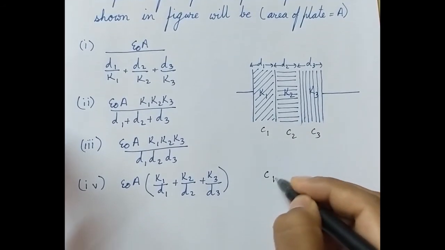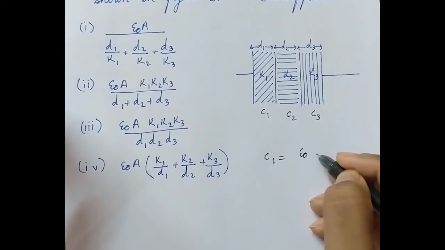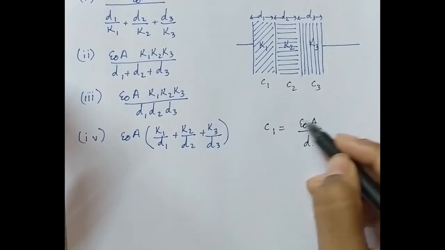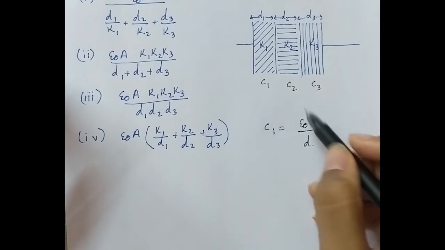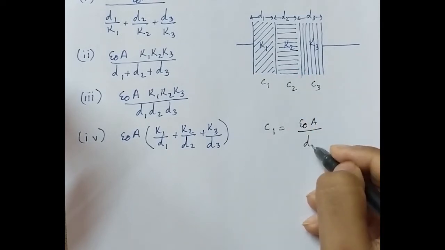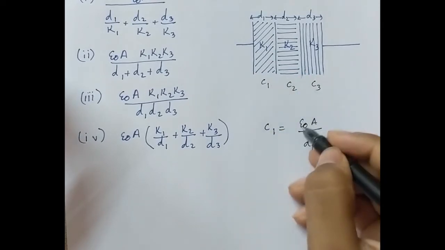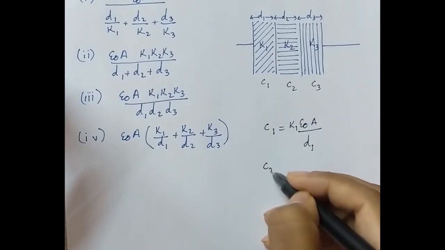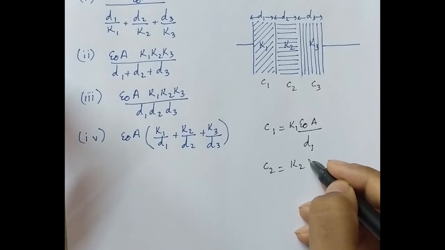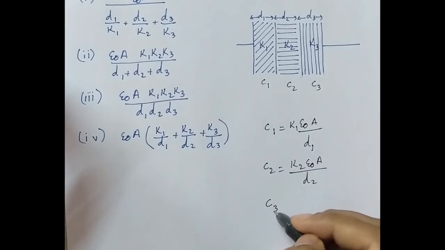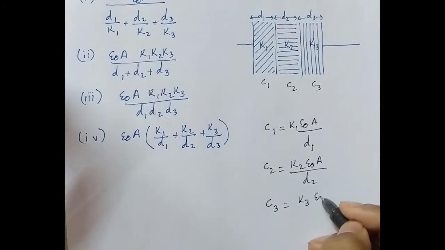We know that the capacitance of C1 will be epsilon naught A by d. Now this is the general formula of capacitance. The area is the same plate area A, but the distance in this case for the C1 is d1, and you also have a dielectric K1. So this is your value of C1. Same way you get C2, that would be K2 epsilon naught A by d2, and you'll get C3, that is K3 epsilon naught A by d3.